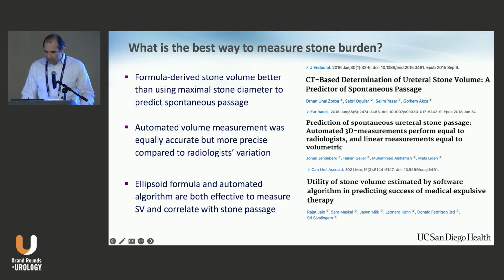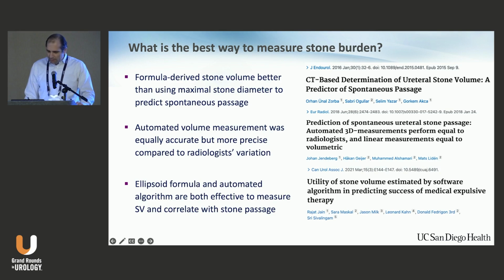Take it a step further, Gendelberg study used an automated measurement. So rather than leaving it up to the urologist or radiologist, they just automated the measurement. And they found that it was equally accurate when compared to the radiologist, but more precise. We'll come back to that. But basically, they looked at 3 different radiologists, and all 3 measured different dimensions. So the average of the 3 radiologists matched the volume. But you can imagine if you took just one radiologist, there's variability there.